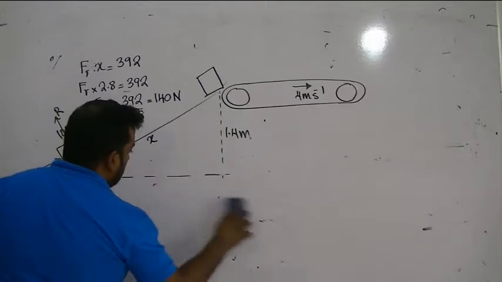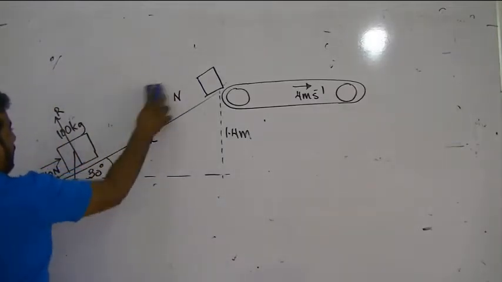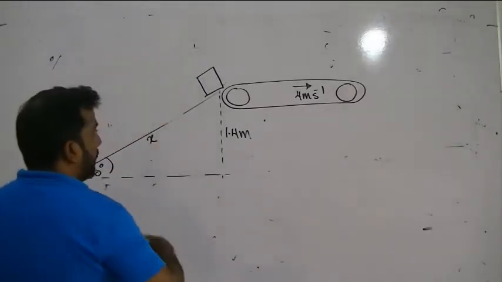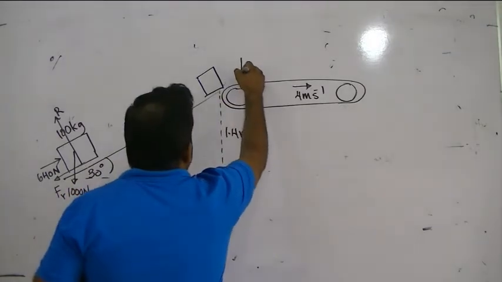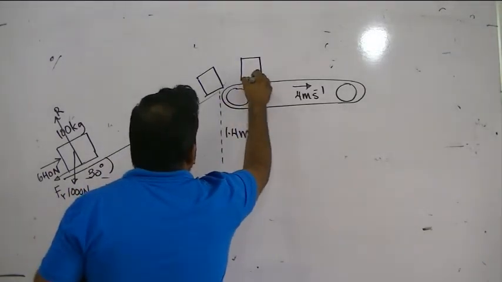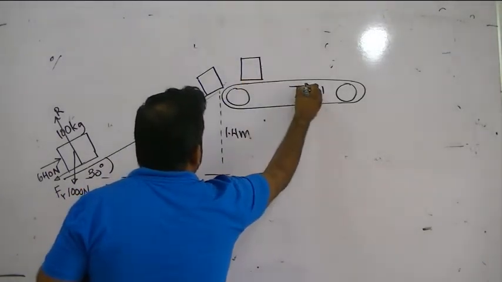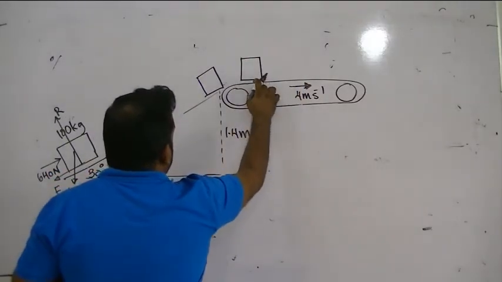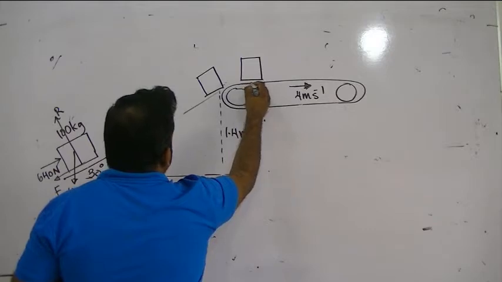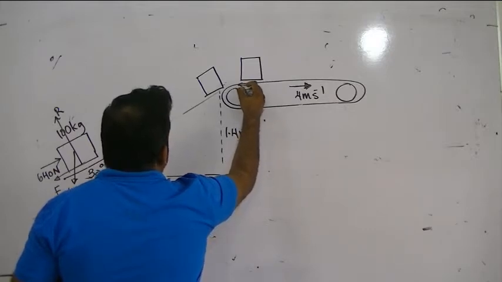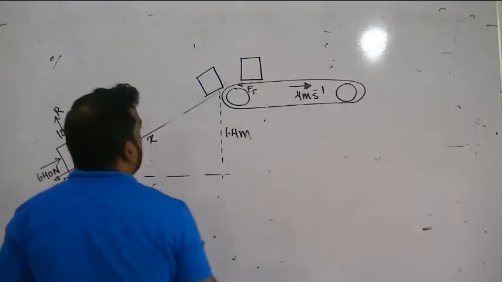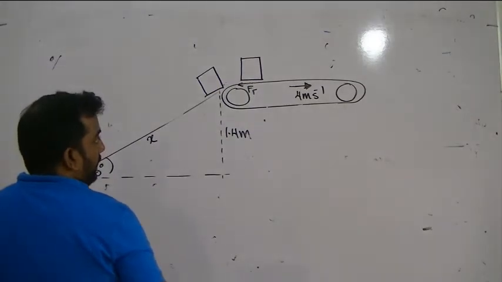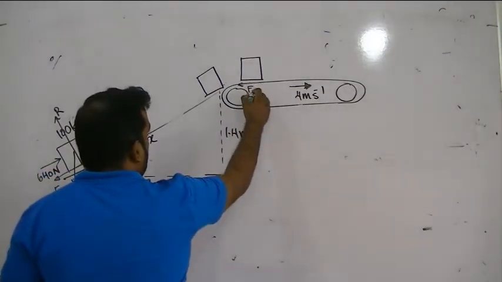The moment you keep the box here, with negligible speed, remember the belt is going forward. When you keep the box, it will try to slow the belt, because there is friction. This friction will try to slow the belt.